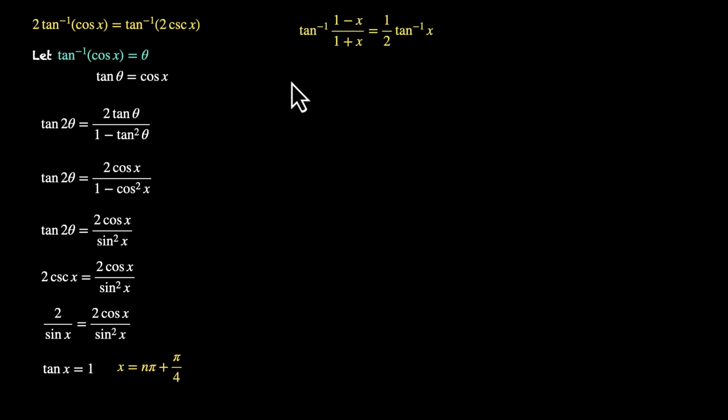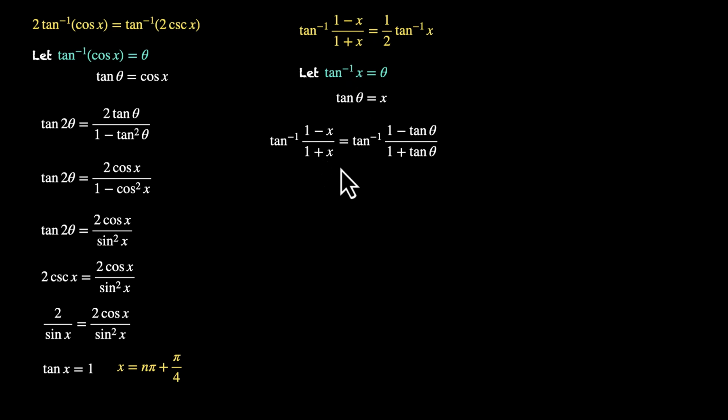Let's try one more. Tan inverse 1 minus x by 1 plus x equals to half of tan inverse x. Pause the video, try this out. Okay, let's do this together. Here, right hand side looks simpler. Let's assume tan inverse of x as an angle. Let's assume that is equal to theta, which means tan of theta is equal to x. Now let's use this on the left hand side. Tan inverse 1 minus x by 1 plus x, here x is tan theta. So 1 minus tan theta by 1 plus tan theta.